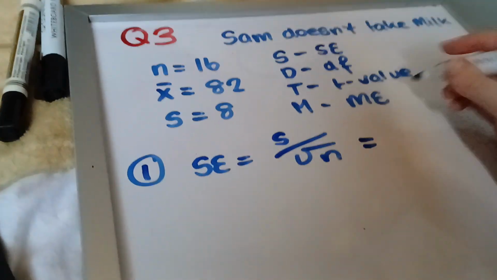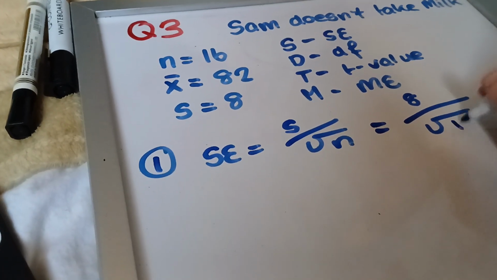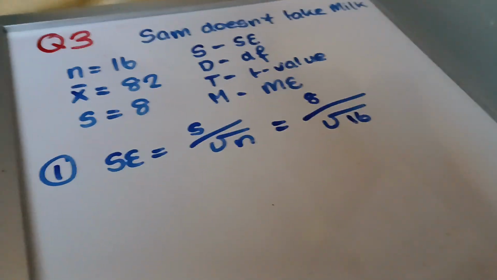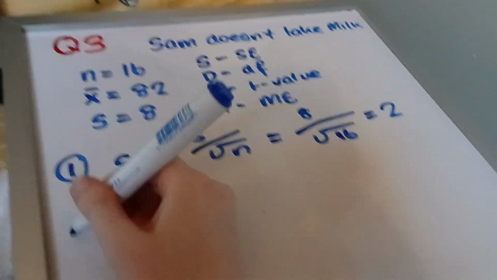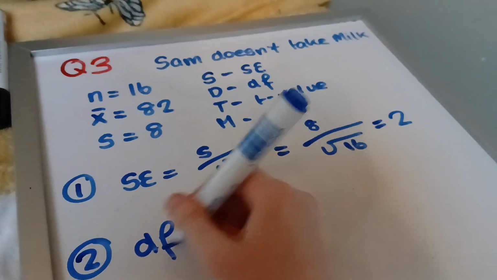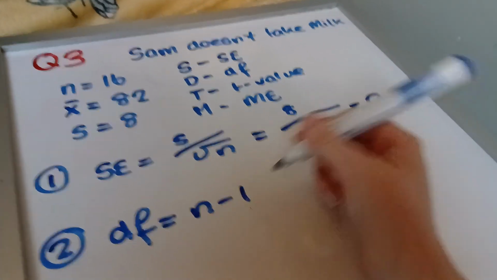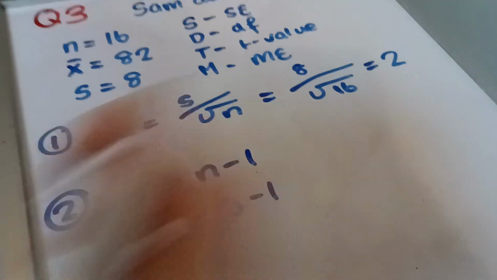So the standard deviation is 8 over the square root of n, which is 16. I'll just calculate that. So that equals 2. So the standard error is 2. Then we have step 2, which is degrees of freedom. The formula for degrees of freedom is n minus 1. So that is 16 minus 1.